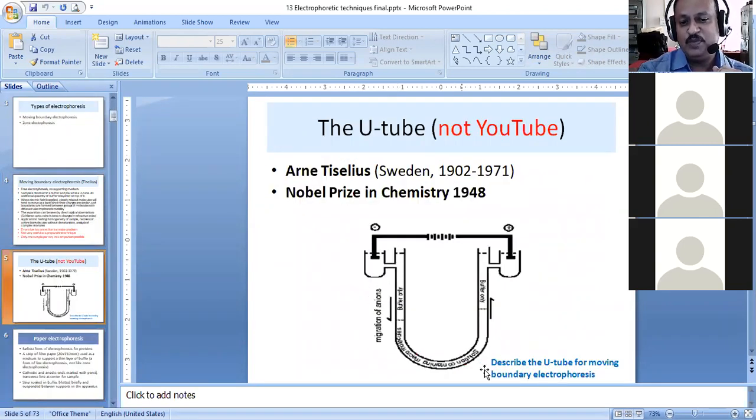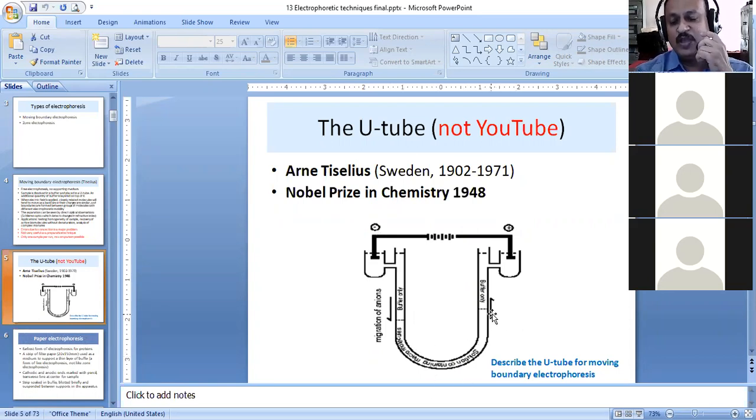See, this is the U tube. In the U tube we are putting a buffer here, and then from this end, using a micropipette or something, we can add the sample component. Sample is added here, and then we connect this U tube to the electrodes. Can you see the negative electrode and the positive electrode? So when the electrodes are connected and we switch on the current, the sample components are going to move in this tube.